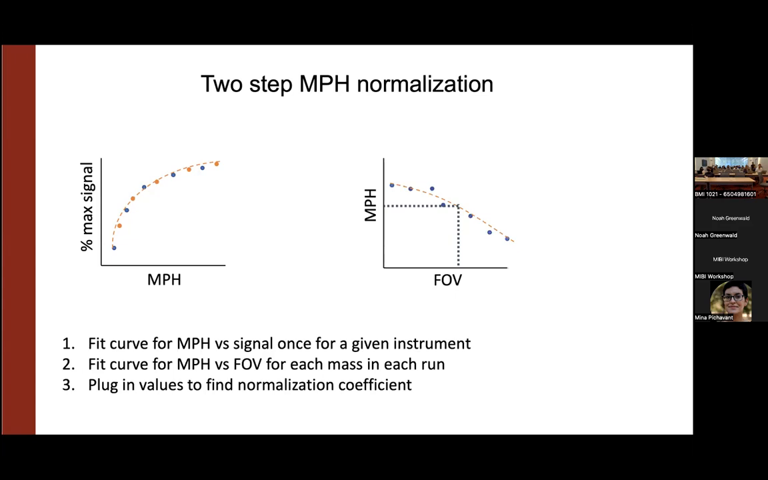So for example, we would look at FOV 14, say, we find where on the curve the fitted MPH value is, and say, okay, this is 5,000. We then plug in that value of the MPH to the normalization curve that we've derived and it says, okay, this is 80% of your max signal. And then you just divide so that everything ends up being at 100% once your run is done.